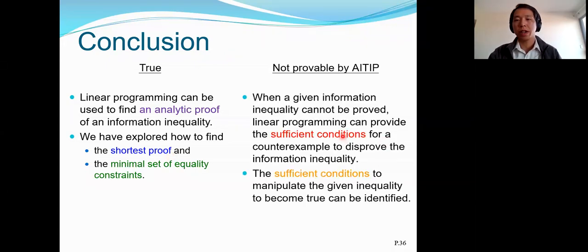And for another case, sometimes AITIP cannot prove a given information inequality. In this case, we can use AITIP or the linear program to give us some sufficient conditions, which we call hints, to construct a counterexample to disprove the information inequality. And also in some cases, we can also use linear programming to help us find extra equality constraints such that a given inequality can become true.